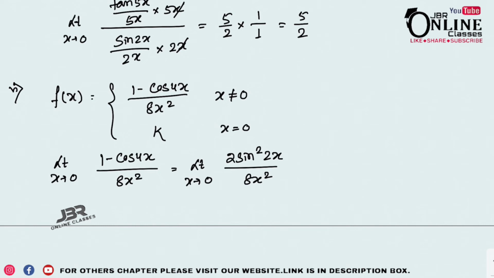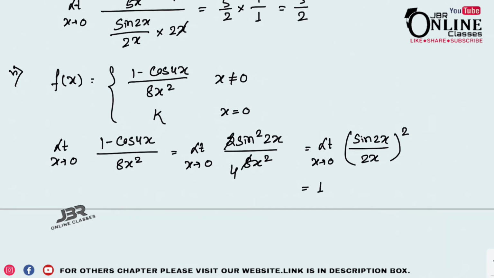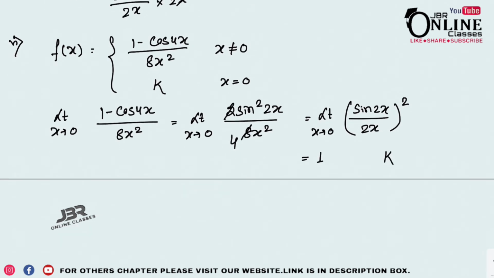Okay, so now for this one, 2 cancels out with 8, it's 4. So again you can write down limit x tends to 0, sine 2x by 2x, whole square. Sine 2x by 2x whole square equals 1, and as the function is continuous, so definitely k equals 1, that is your answer.